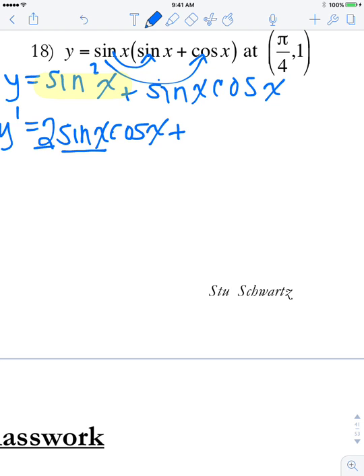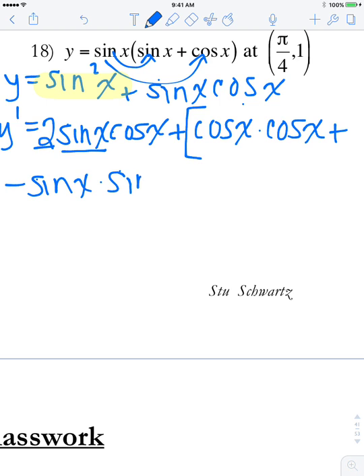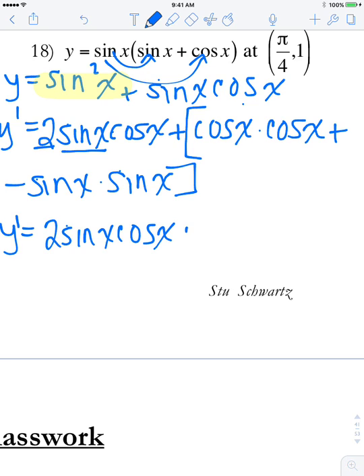Plus, and we're going to have to do the product rule here. So the derivative of sine is cosine. So let me put brackets around this. So the cosine of x times the cosine of x plus, now the derivative of cosine times sine. Well, the derivative of cosine is negative sine of x times sine of x. And let's clean this up a little bit. y prime equals 2 sine of x cosine of x plus cosine squared of x minus sine squared of x.